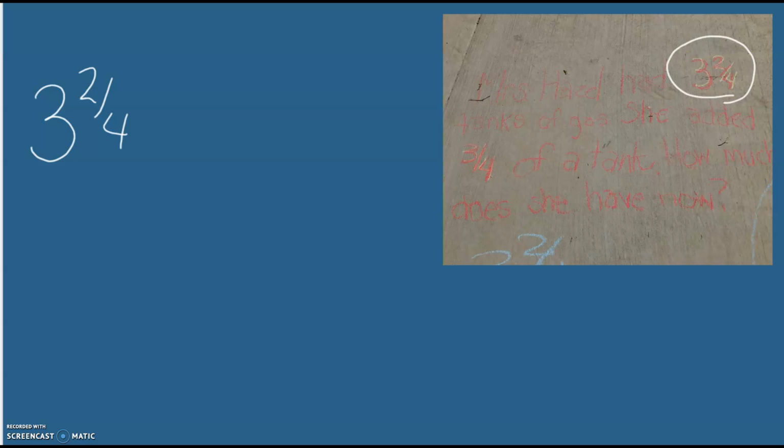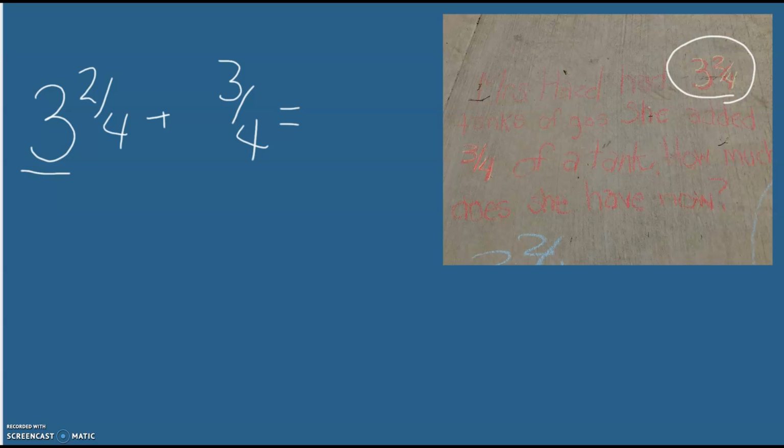And then she added 3/4 tanks of gas. How much does she have now? So we have 3 2/4 plus 3/4. Again, we're adding. So this is not real difficult to do.